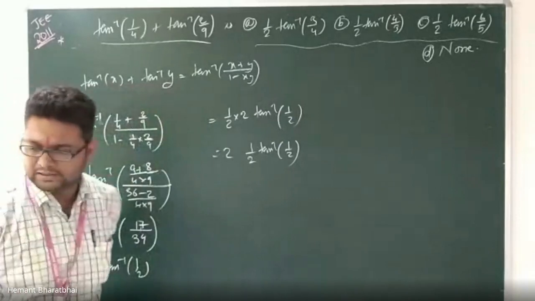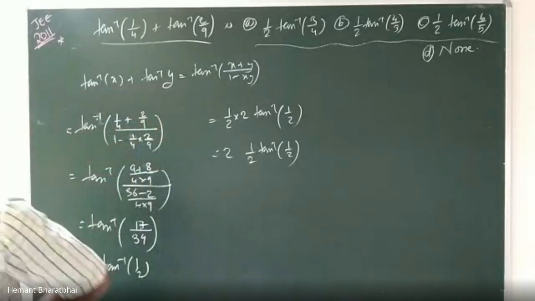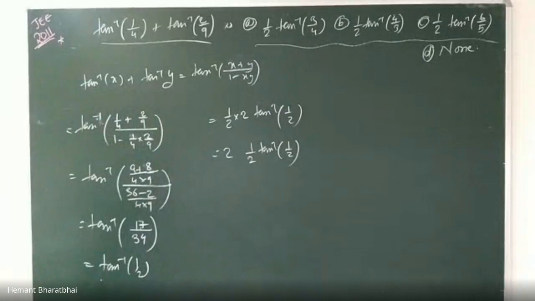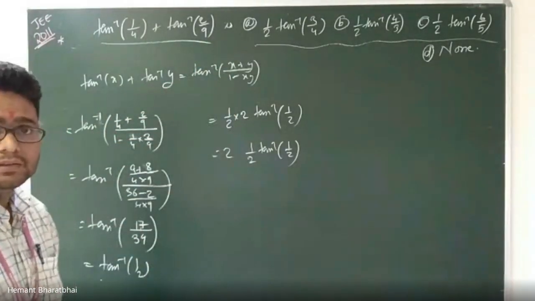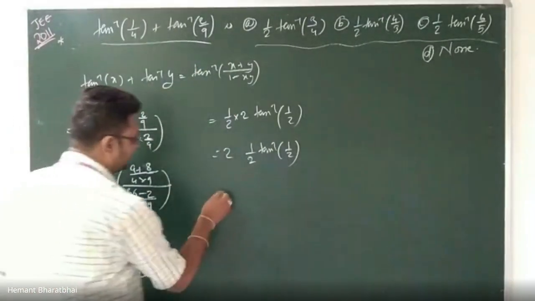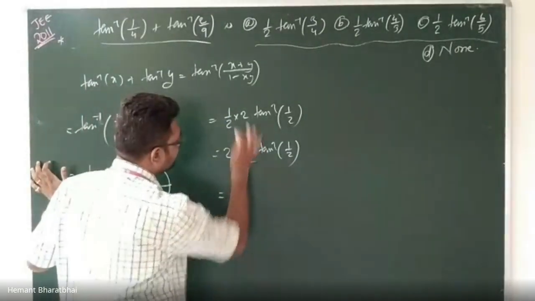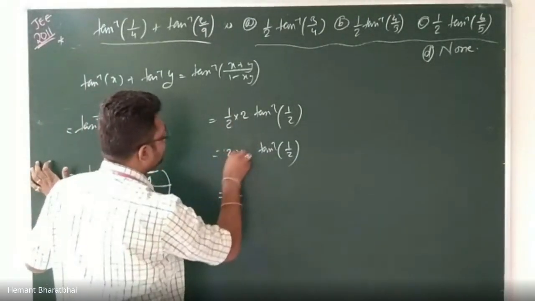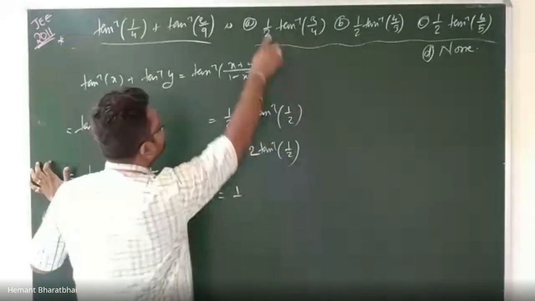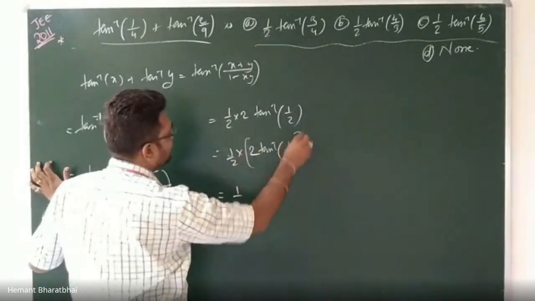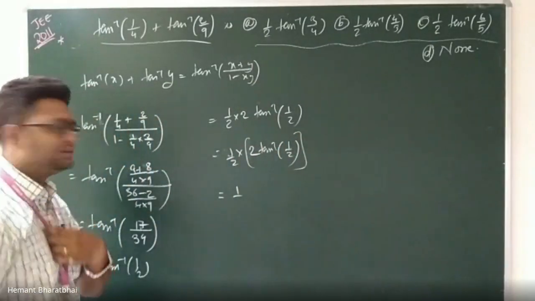Till here, is it clear? Since he wanted it like this, 1 by 2 of something, that is why I've written something like this. So I can just remove this, instead I can write this as 1 by 2 into 2 tan inverse of 1 by 2, because I need it here. So now I can apply the formula of 2 tan inverse of x.